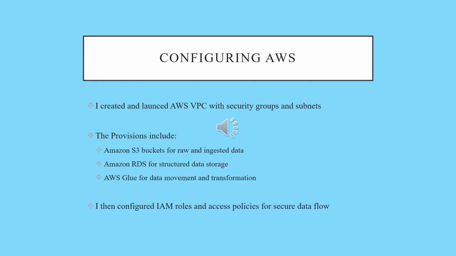My setup began with creating a secure AWS VPC that included appropriate security groups and subnets. I provisioned S3 buckets for raw data, RDS for structured storage, and AWS Glue for data movement and ETL operations. I also configured IAM roles to manage secure access and policies to govern the flow of data.